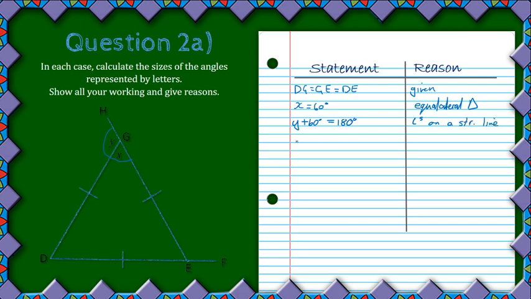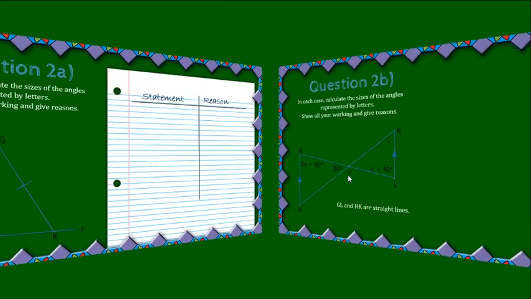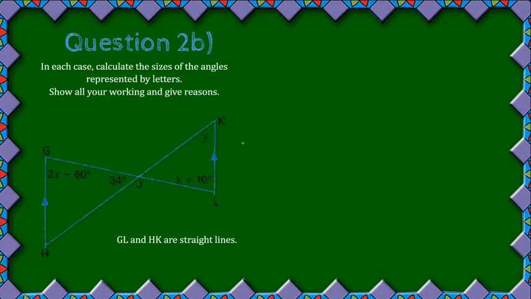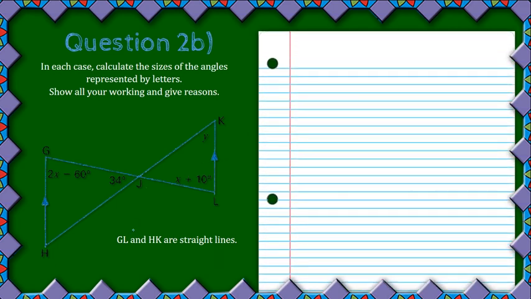And then I solve for Y. Y is just then 180 minus 60 degrees, so this gives me 120 degrees. And then we have question B. So here it says that GL and HK are straight lines. So these are straight lines, and we need to solve for X.